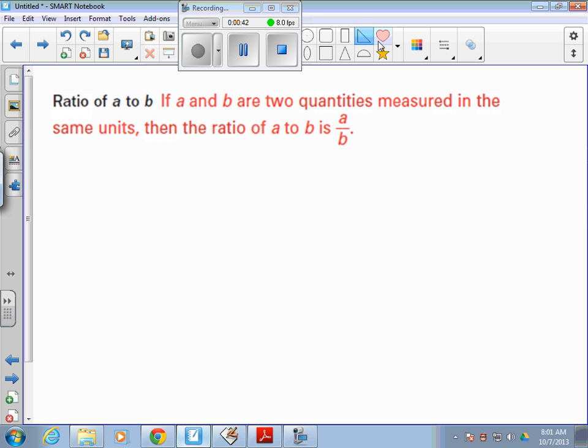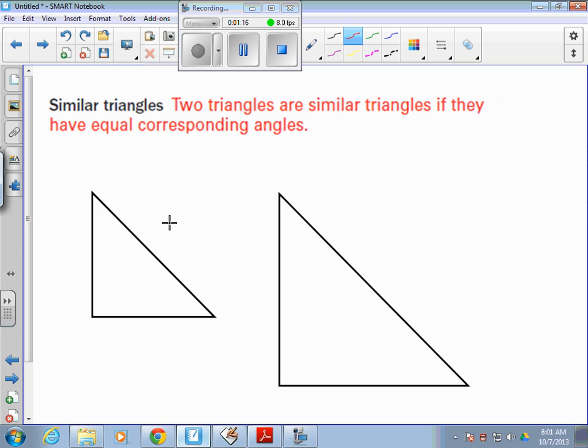We also did ratios when we talked about probability and odds. The ratio of A to B says if A and B are two quantities, so there's two different values probably, measured in the same units, so inches or pounds or any unit that you're talking about, then the ratio of A to B is written as A over B, just like that. So if we just plug in two different values, the ratio of 2 to 3 is the same thing as 2 to 3. That's all it's saying. Then we have similar triangles.